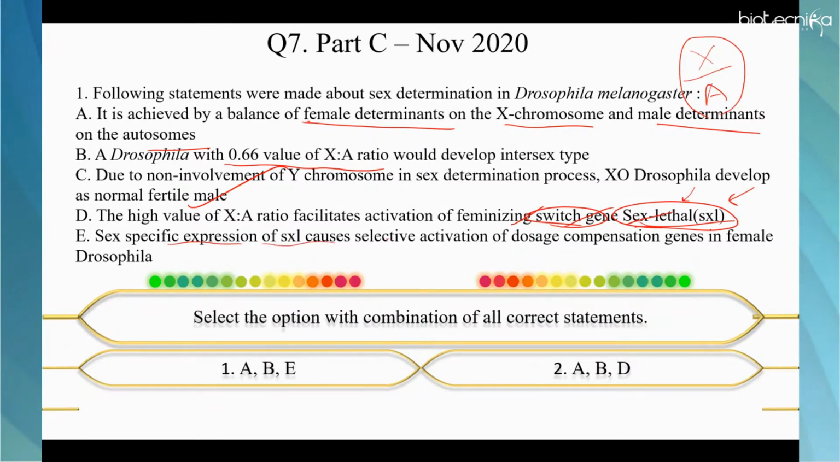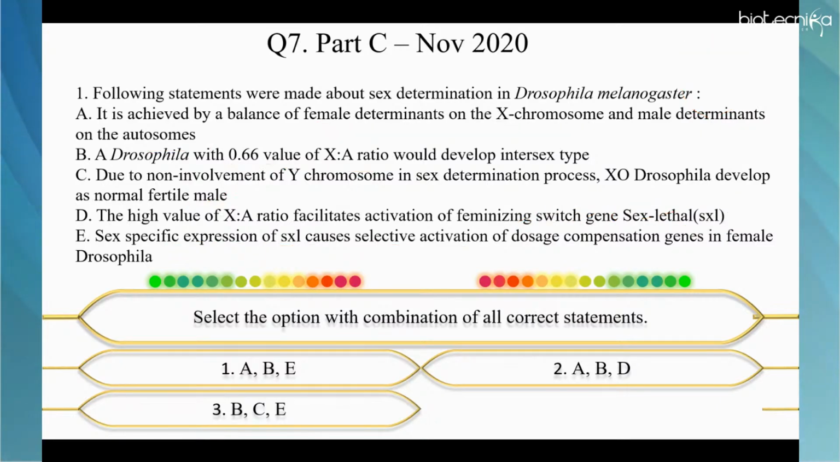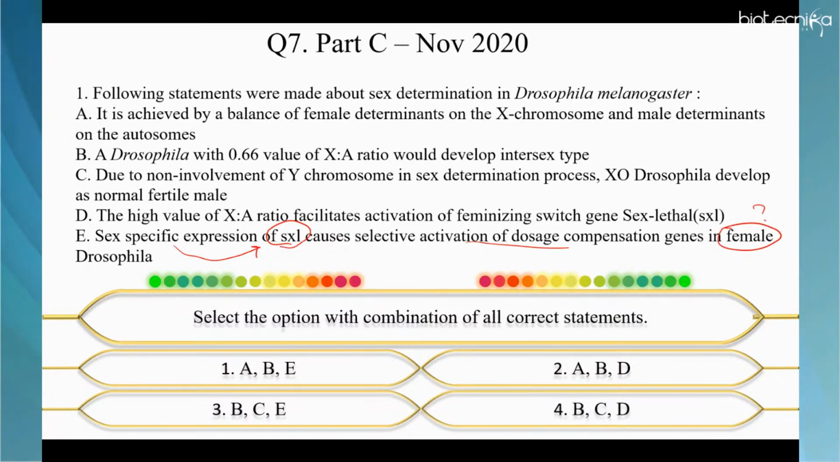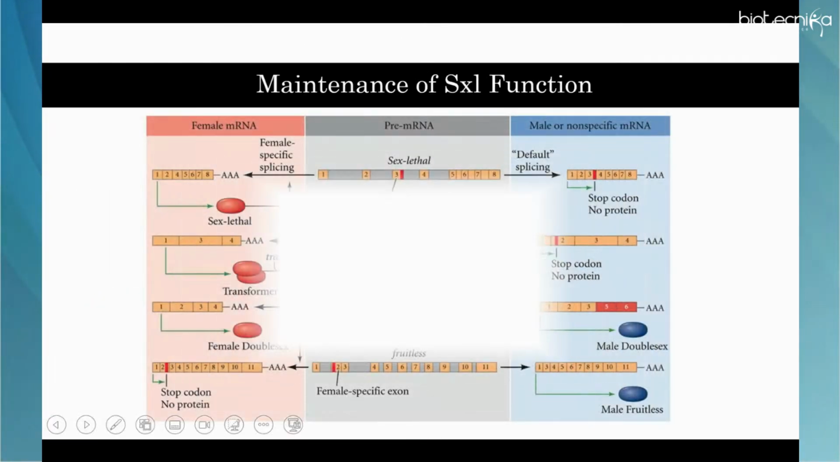And sex specific expression of SXL causes selective activation of dosage compensation genes in female Drosophila. So if you have SXL, then it's a sex specific expression because, as I said, it is expressed only in female, not in male, because of which it will cause selective activation of dosage compensation in female Drosophila. So is this really correct? Yes, A seems correct. B also seems correct, right? And E is doubtful. C is doubtful. So ABD, option 2, seems the right answer.